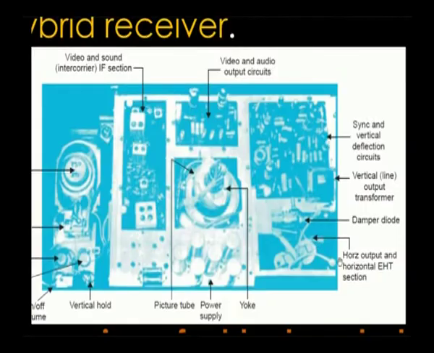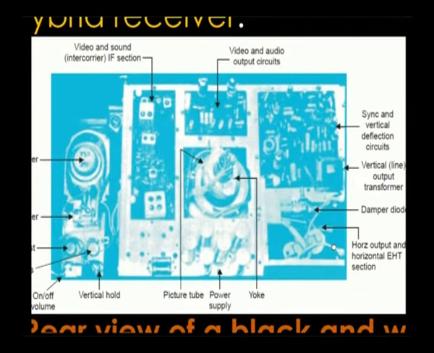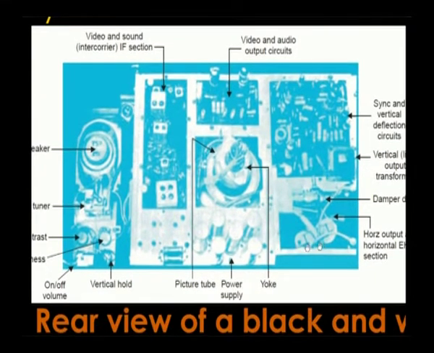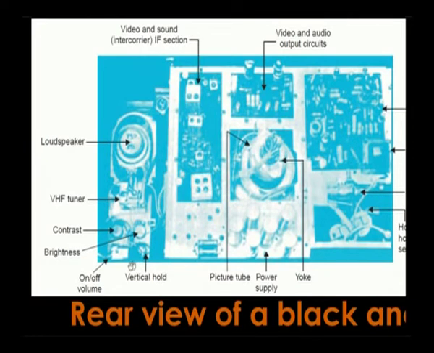Next is a damper diode, and another thing is horizontal output and horizontal EHT, that is extra high tension section. This will be useful in some CRT tube-like receivers, and some of the parts, like vertical hold, are the controls that we already discussed. There are control knobs that are usually placed in the front panel of a receiver section.